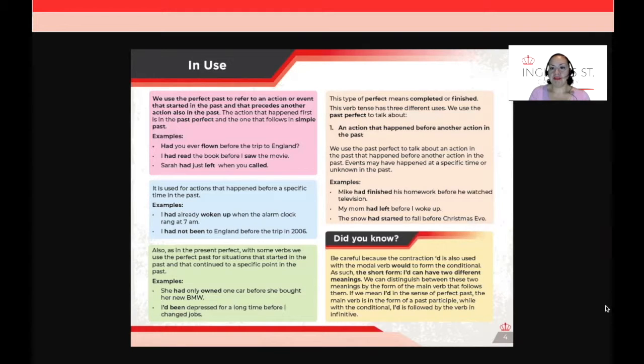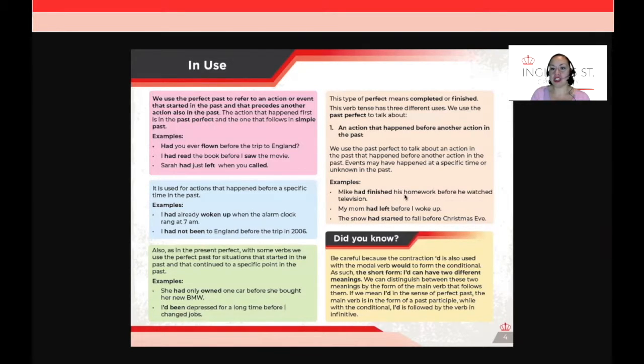This type of perfect means completed or finished. This verb tense has three different uses, okay? We use the past perfect to talk about an action that happened before another action in the past, okay? So we have already seen that. We use the past perfect to talk about an action in the past that happened before another action in the past. Events may have happened at a specific time or unknown in the past.